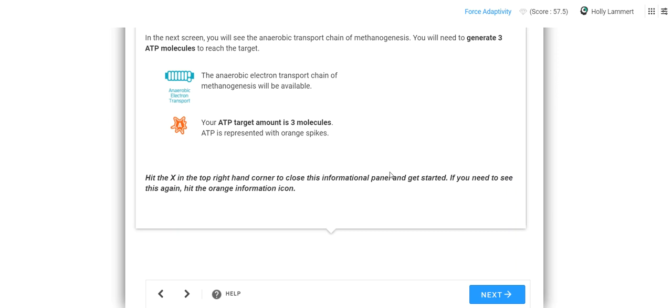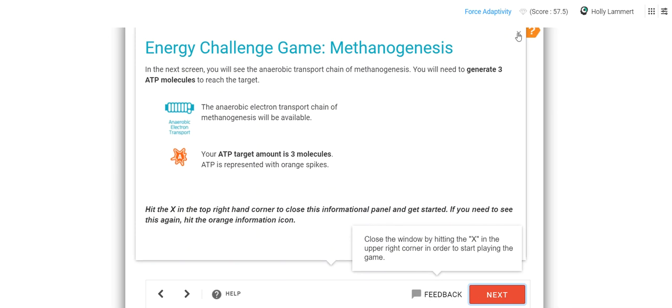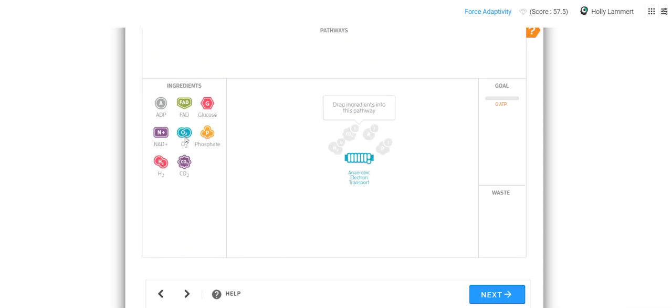All right, so let's go through this energy challenge game. We have the anaerobic electron transport chain, and our target is 3 ATP molecules. Okay, so here we go. We need to put in our hydrogen. We need to put in carbon dioxide. We need to put in ADP so that we can have it move with an extra phosphate to make some ATP. Methane, water, ATP.